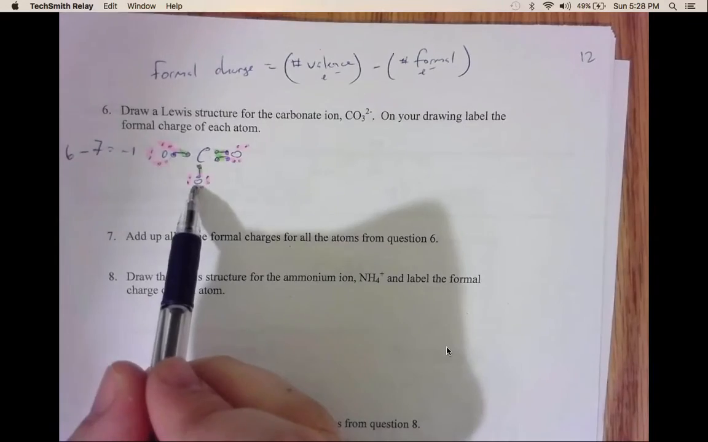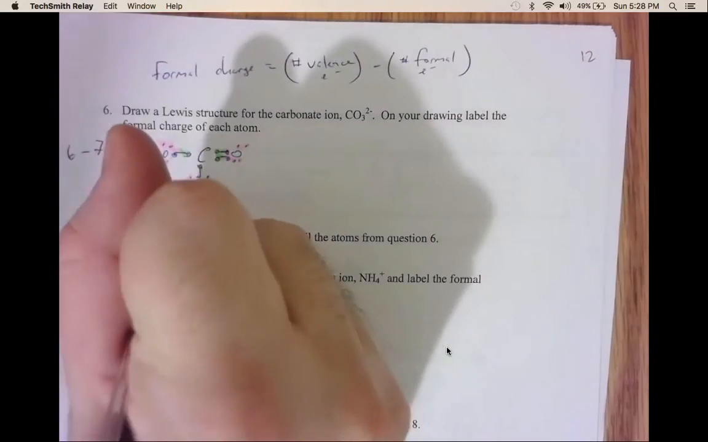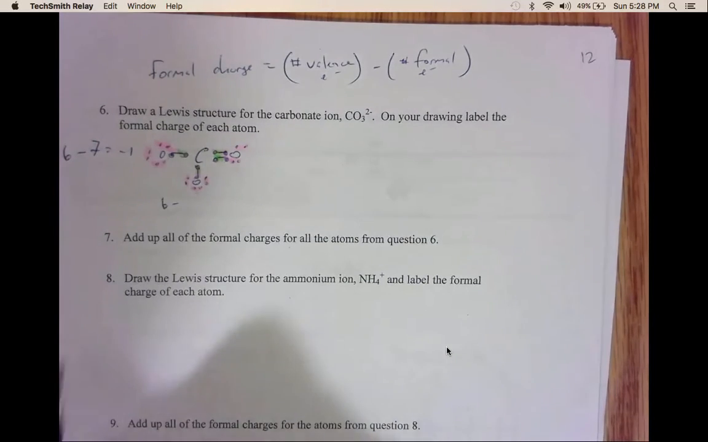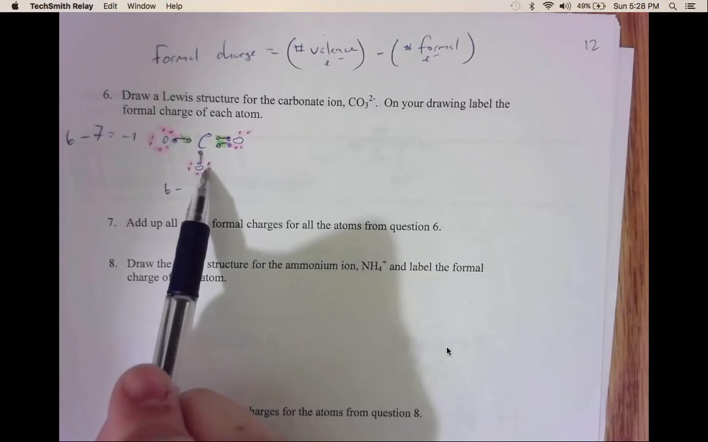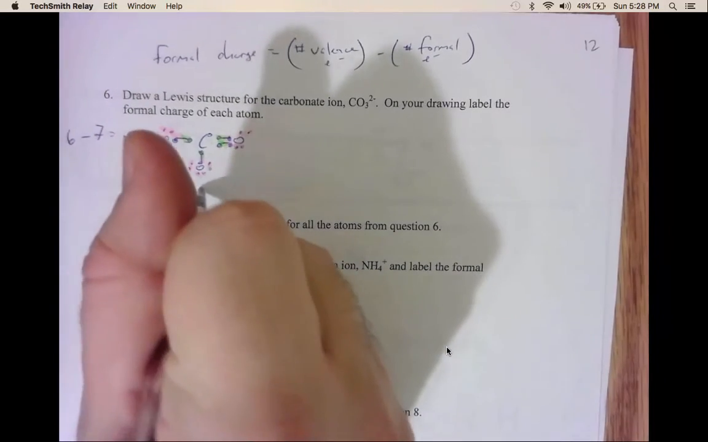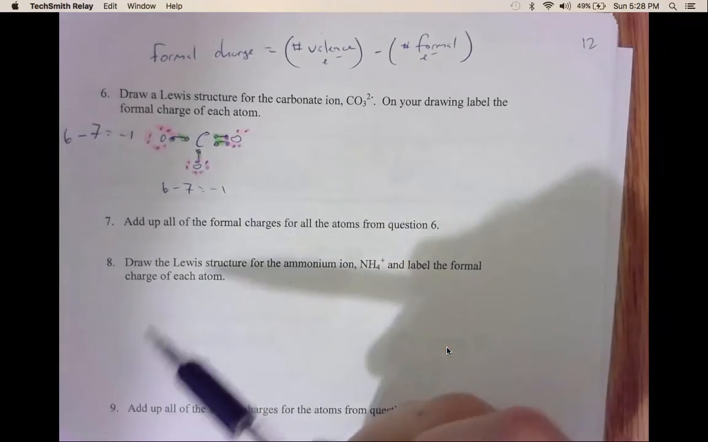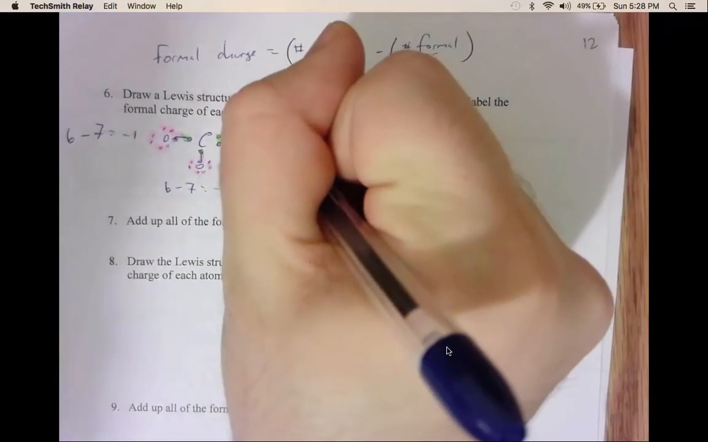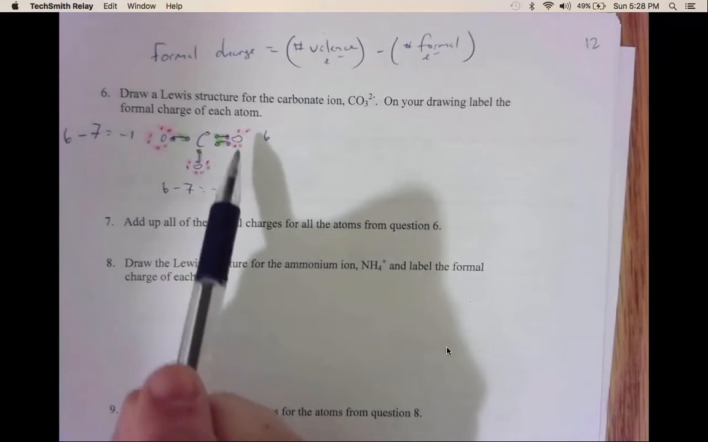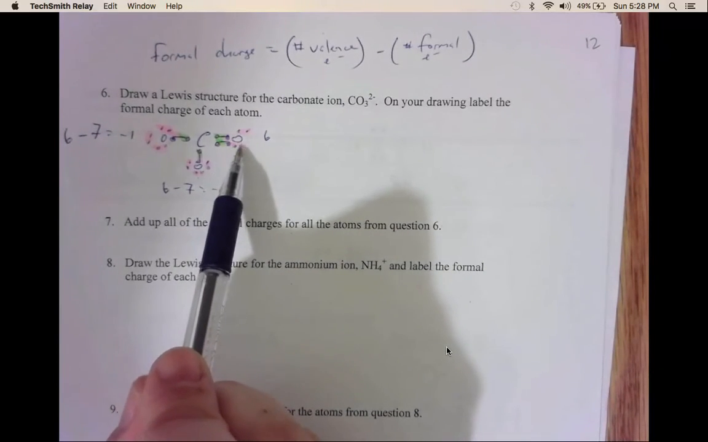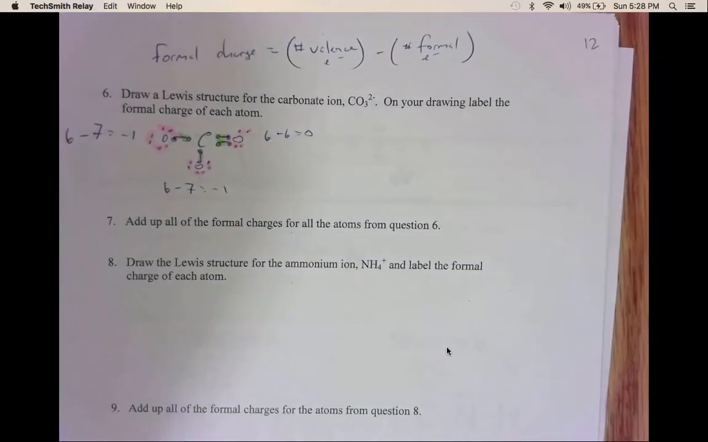We can do the same thing for this oxygen. Remember, it has 6 valence electrons. Now we can subtract the formal electrons, the electrons that are surrounding it. They're the ones in pink. 1, 2, 3, 4, 5, 6, 7. 6 minus 7, -1. We can do the same thing for this oxygen. Remember, it has 6 valence electrons. We have to subtract the formal electrons, the electrons that are surrounding it. 1, 2, 3, 4, 5, 6. So in this case, 6 minus 6 is 0.